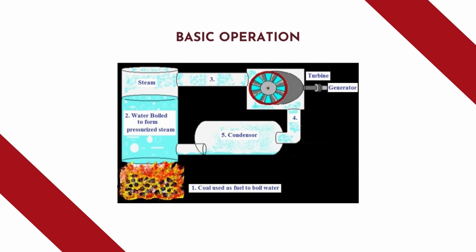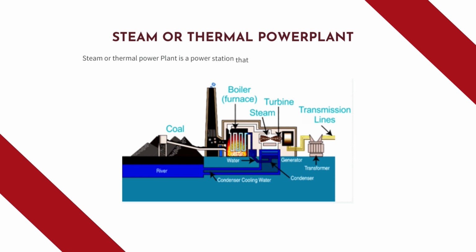So, ultimately this cycle goes on continuously. At the portion of the turbine, or we can say at the portion of the generator, we are getting electricity continuously for our various purposes. Now, in this picture we can see the steam or thermal power plant is a power station that uses heat energy to produce electricity.